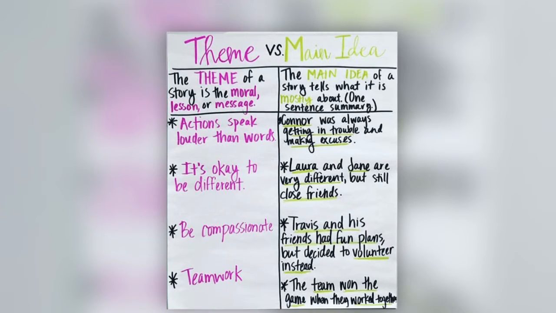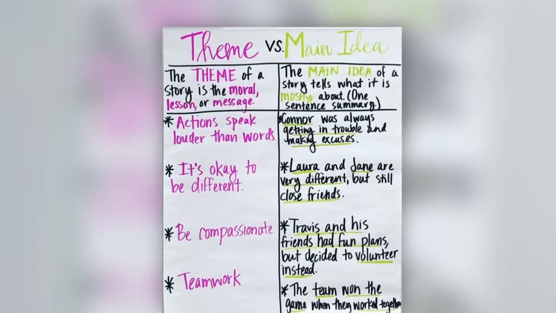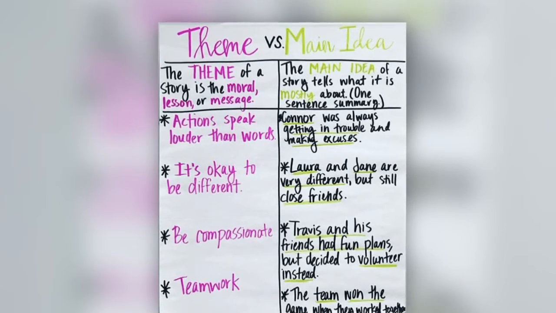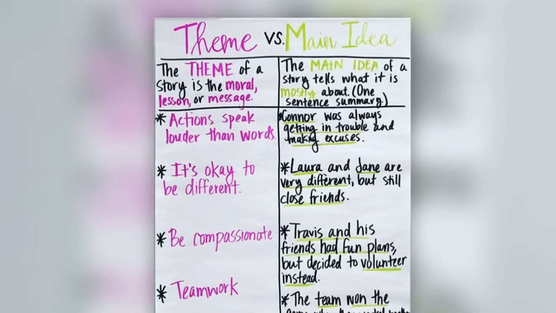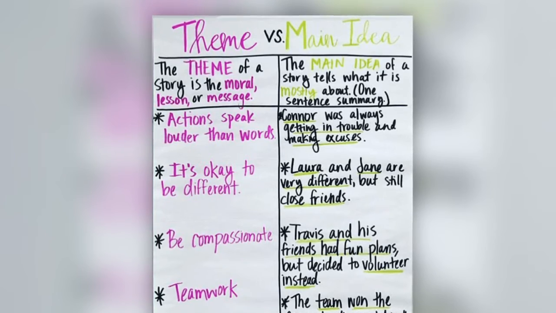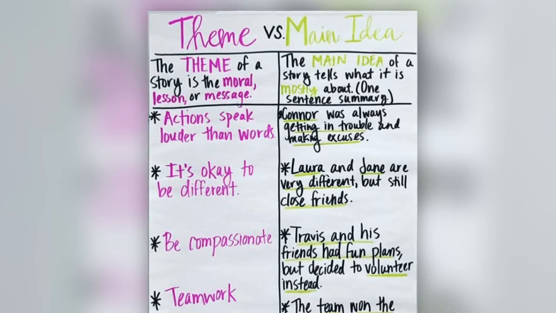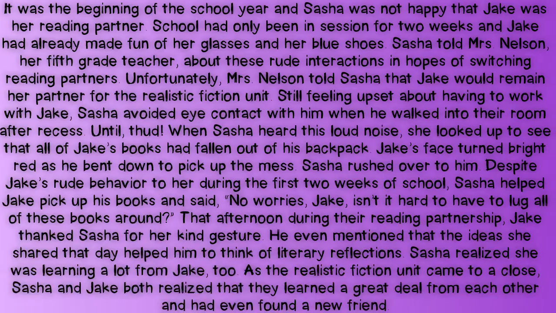A lot of the time, theme and main idea can be very easily confused. The theme of a story is the moral lesson or message, but the main idea is talking about what it is mostly about. Below in this chart are some examples of what a theme looks like compared to what a main idea looks like. So if you're confused, pause the video right now and take a look. Let's stop and take a look at the passage for this week.